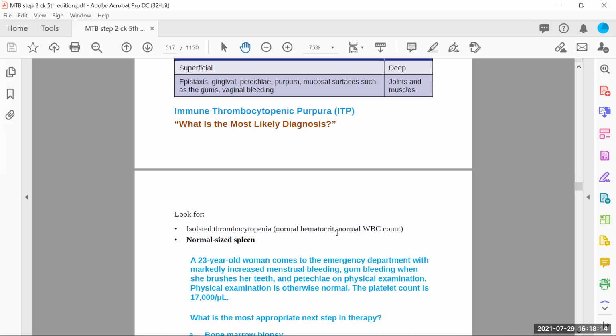That's why the spleen is absolutely normal. There is no megaly in the spleen. So that is again one of the clues in making a diagnosis of ITP. You will not find any kind of splenomegaly in these patients, and you will only see a decreased amount of platelets.